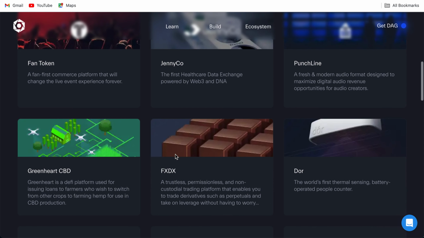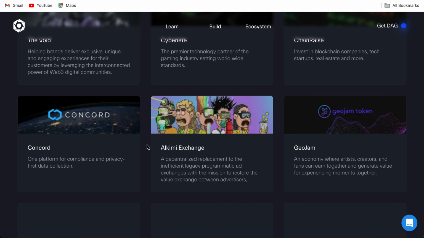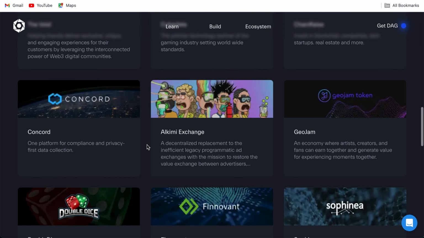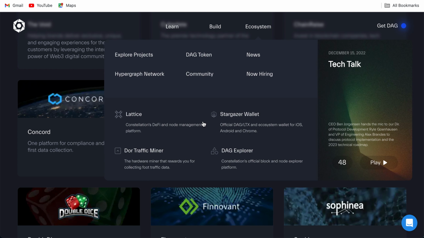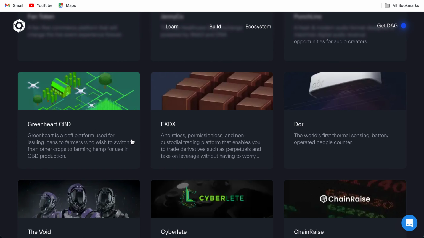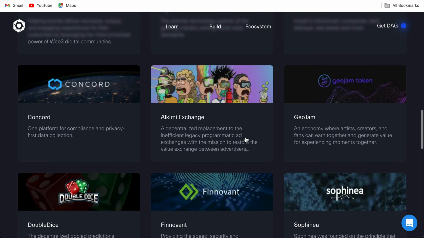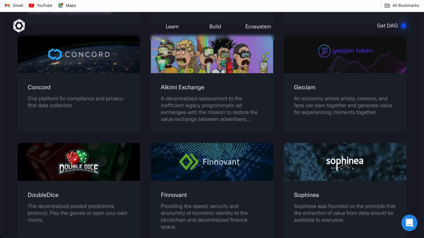These are the projects that are built upon the DAG. They were launched on the Lattice exchange, and I'm bullish on a few of them. Primarily the Alchemy exchange, a decentralized replacement to the inefficient legacy programmatic ad exchanges with the mission to restore the value exchange between advertisers. So we're going to cover this in future videos as well. The projects of DAG, we're going to be covering them in future videos. Greenheart CBDC: this is solving the efficiency, and the infinite scalability of DAG is allowing real world use cases to be built upon its platform. We're going to check them out as well.